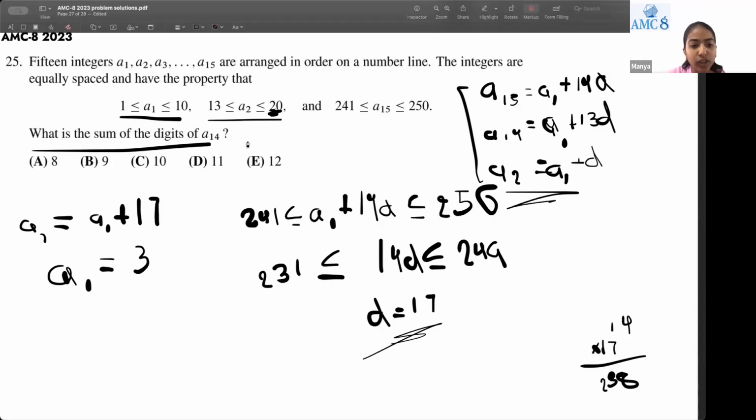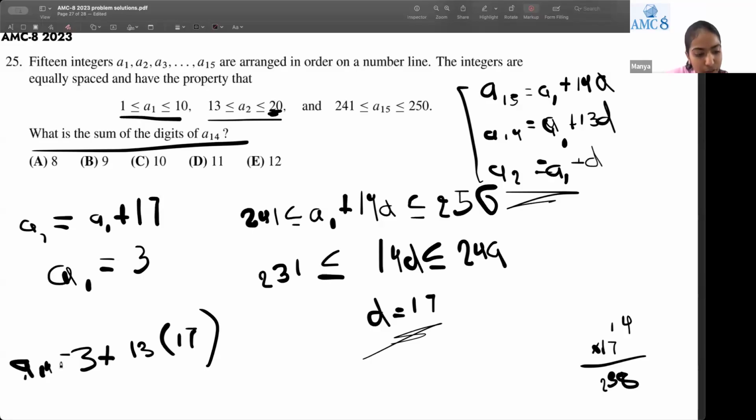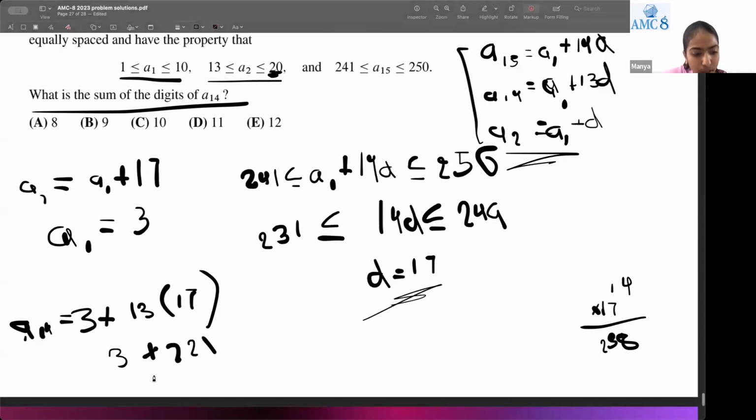Then what is A14? They're asking what is the sum of the digits of A14? Well, first, what is A14? A14 is A1, which is 3, plus 13D. So 13 times 17. So A14 is equal to 3 plus 13 times 17, which is 221. So A14 is equal to 224.